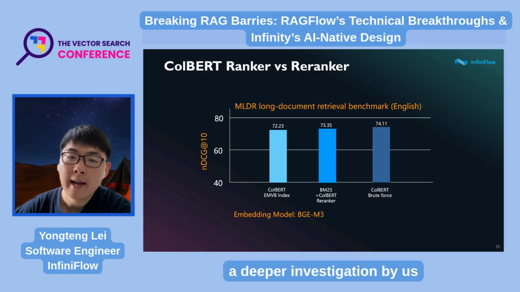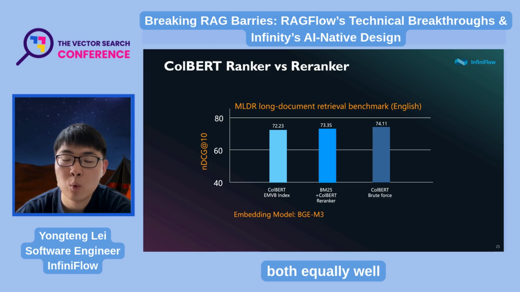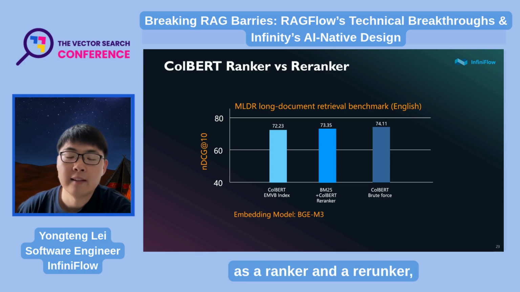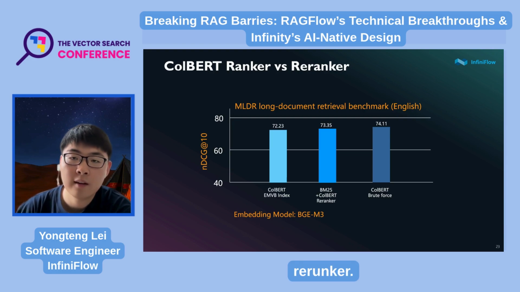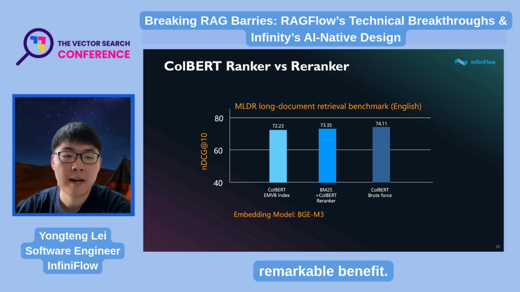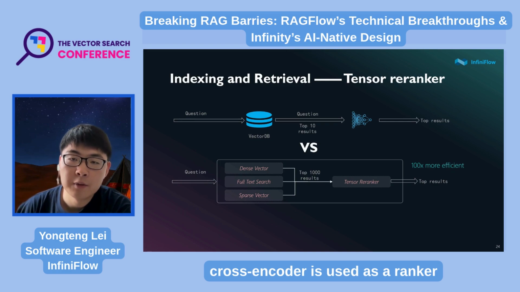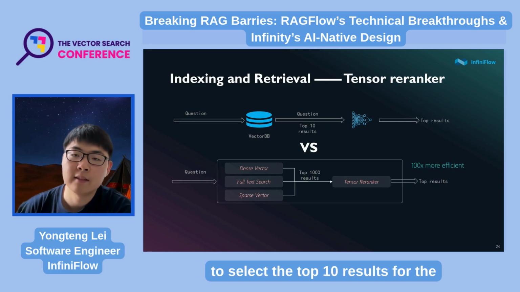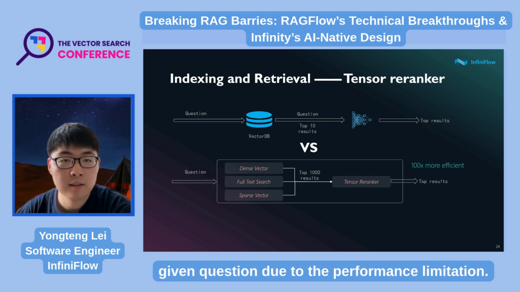What's more, a deeper investigation by us shows that Cobalt performs equally well as both a ranker and a re-ranker, but it's much cheaper and faster as a re-ranker. So this will bring us another remarkable benefit. Traditionally, a cross encoder is used as a ranker to select the top 10 results for the given question due to the performance limitation.